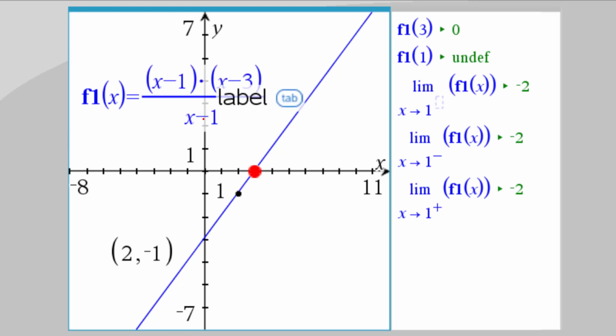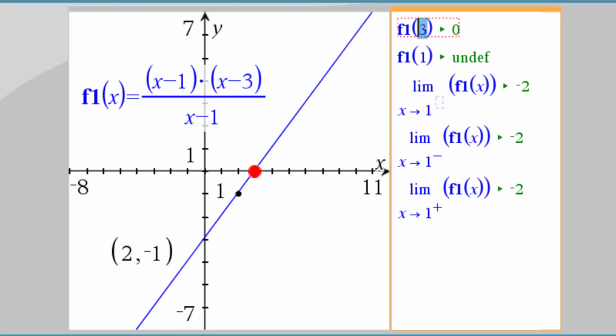So x minus 1 and x minus 1 will cancel out. What I have, this straight line, is actually the graph for x minus 3. So you can clearly see the function value at 3 is defined. I can put any other value and it will be defined. If I put 2, it's defined because it's giving me a value. But what about when x is 1? It says undefined. But let's look at the limits.